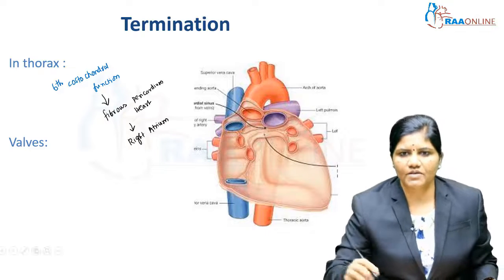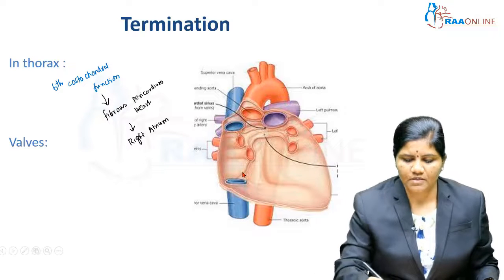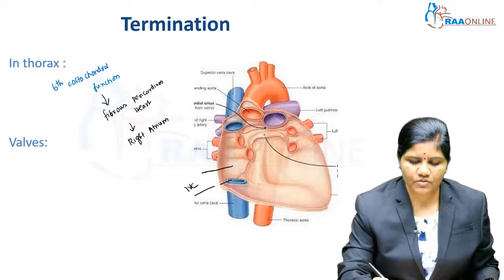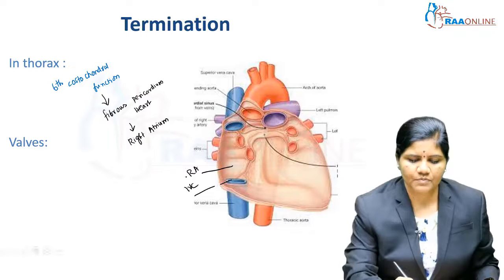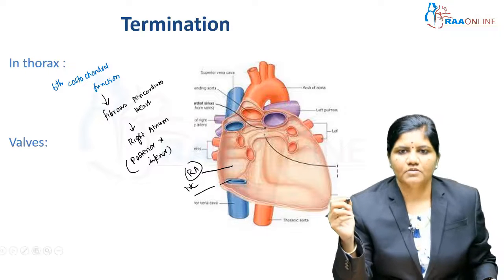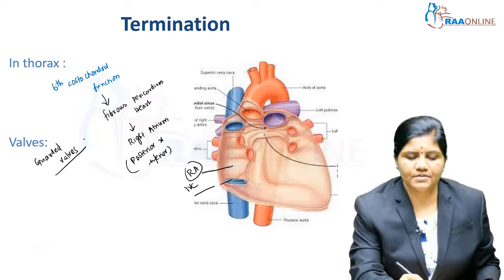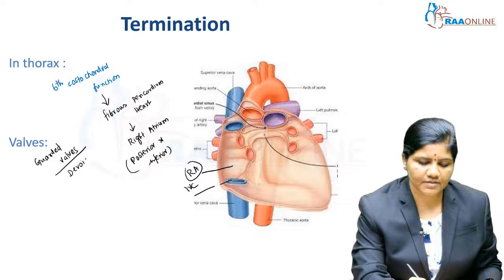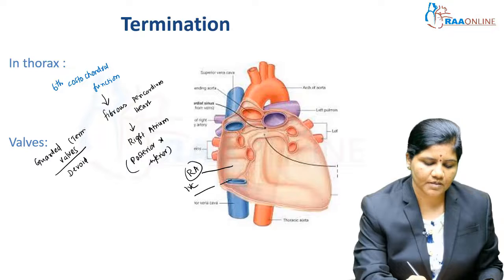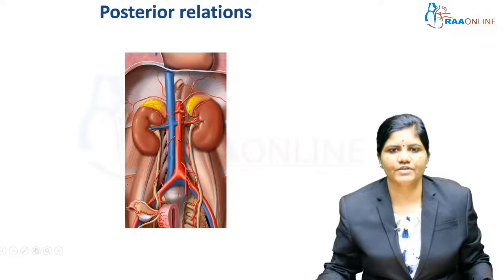This is the schematic view to see the chambers of the heart. This is the right atrium. The IVC opens into the right atrium, especially in the posterior and the inferior aspect of the right atrium. At the opening of the IVC, it is guarded by a valve. In all other places it is devoid of valve. Only at the terminal part it has the valve. This valve is known as the Eustachian valve. So that's all about the course of IVC.